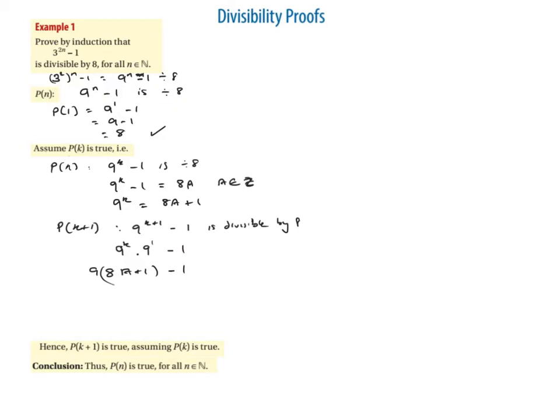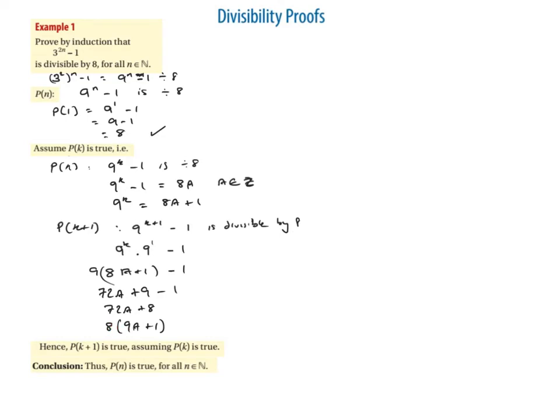So I'm going to try and prove that this is divisible by 8. The next thing I'm going to do is multiply it all out. So hopefully you can see that 9 by 8a is 72a, plus 9 minus 1. And I'm going to simplify that to get 72a plus 8. And then hopefully you can see there's a common factor of 8 that's going to come out here. So I'm going to get 8, and I'm going to get 9a plus 1. Now, as you can see here, because I've got an 8 in front of this bracket, it must be divisible by 8.